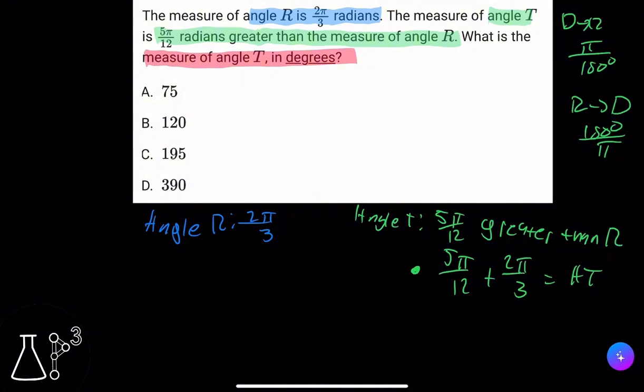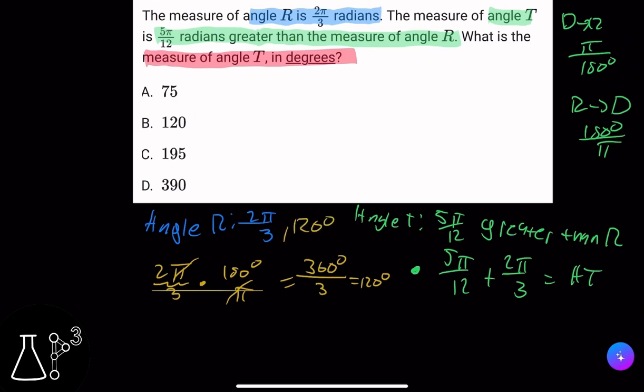So for angle R, or 2 pi divided by 3, I would multiply that by 180 degrees divided by pi to get the angle measure of angle R. So the pi's cancel out, and then I get 360 divided by 3, which just equals 120 degrees. So the angle measurement of R is 120 degrees. Now that we know that 2 pi divided by 3 is 120, I can substitute that to find angle T. So plus 120 degrees.